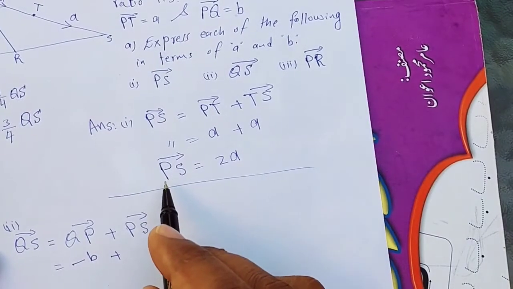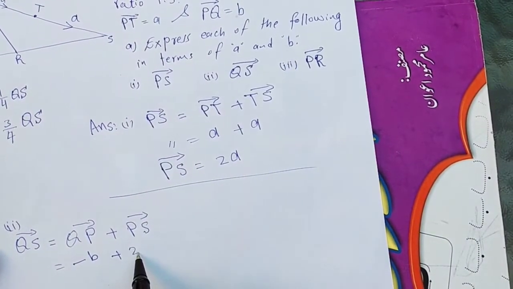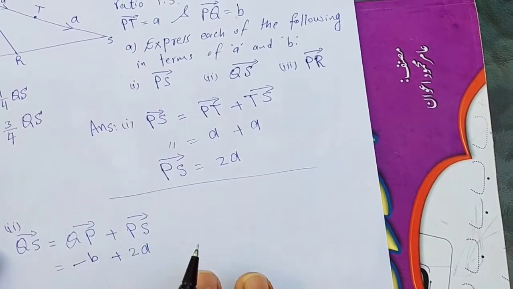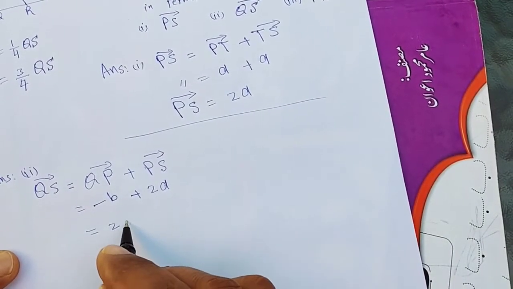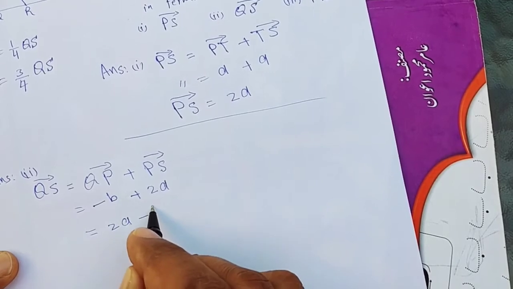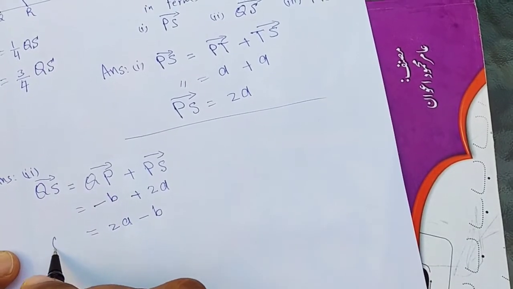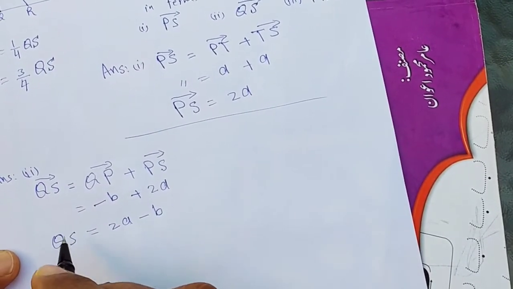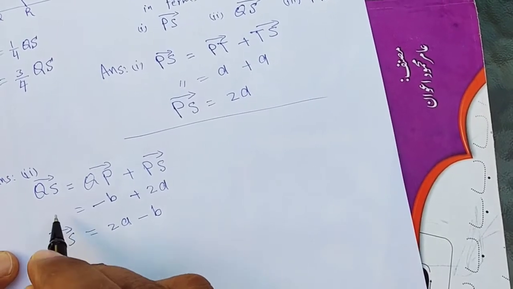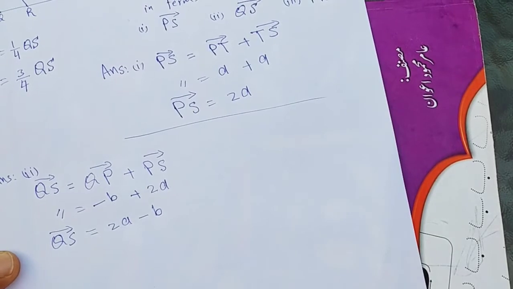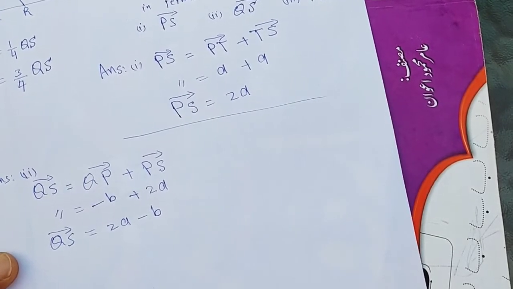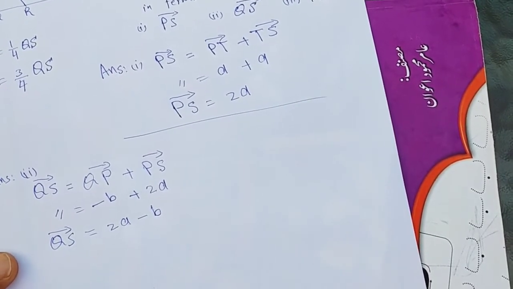Just now we found PS, that is 2A. So in order you can write 2A minus B. So QS equals 2A minus B. Okay, my dear, understand? This is the second part.